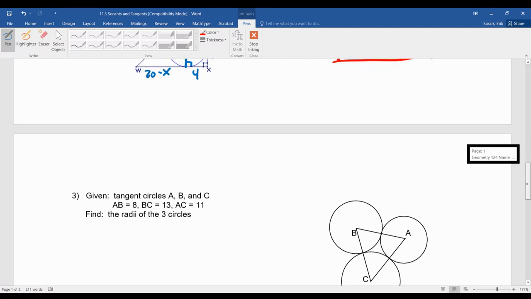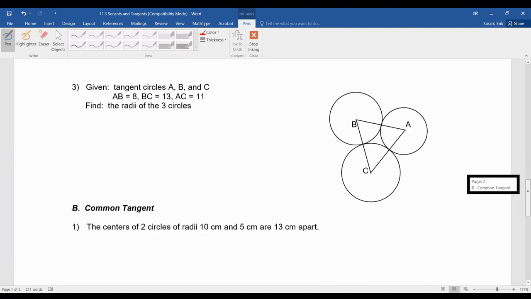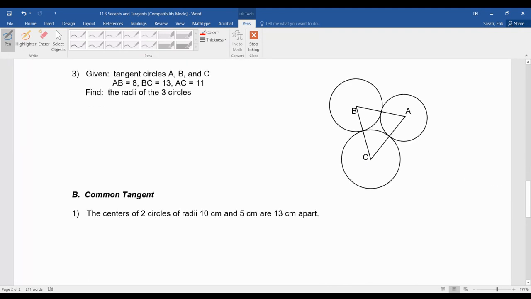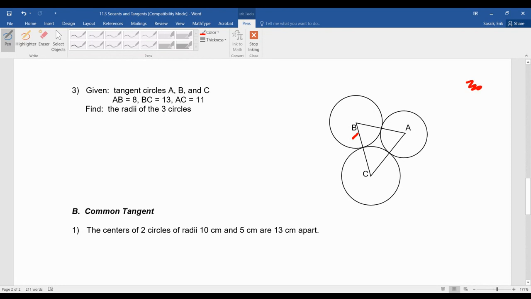All right. This next one, again, try this yourself first. I'll kind of help you get started. You're asked to find the radii of all 3 circles. So just call one of the radii, I'm going to call this x. See if you can do this on your own and come back here in a moment to check on my solution, okay?